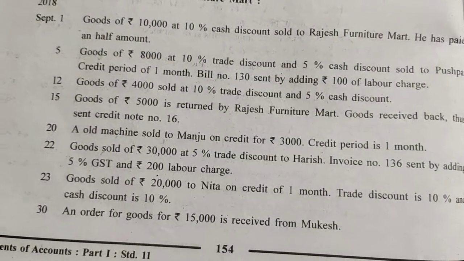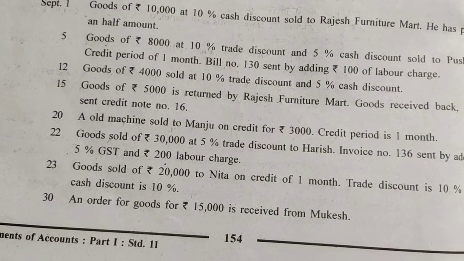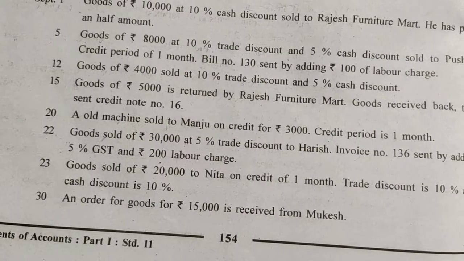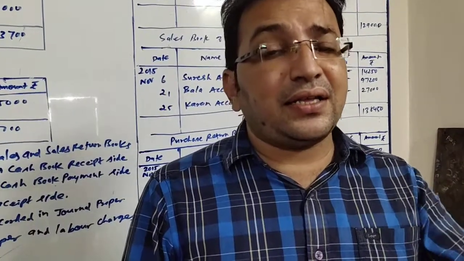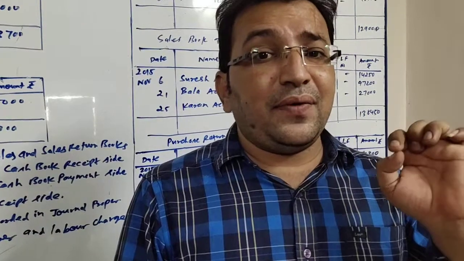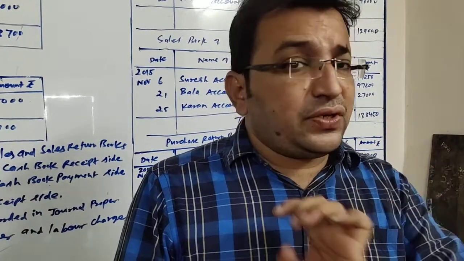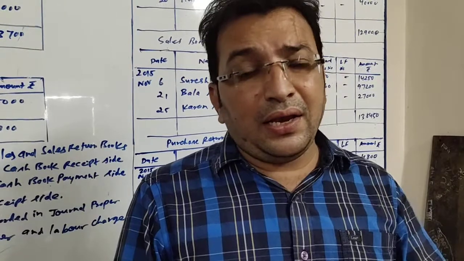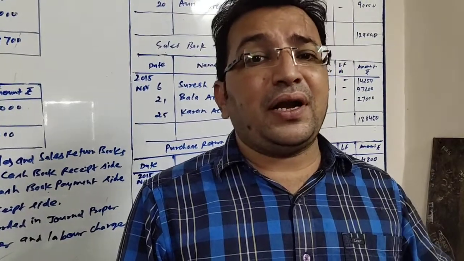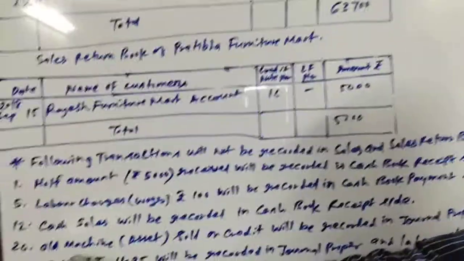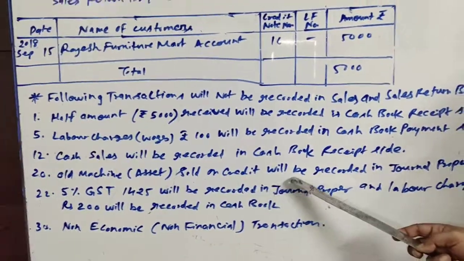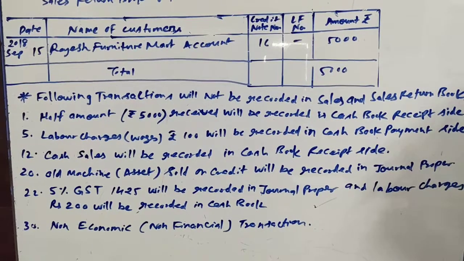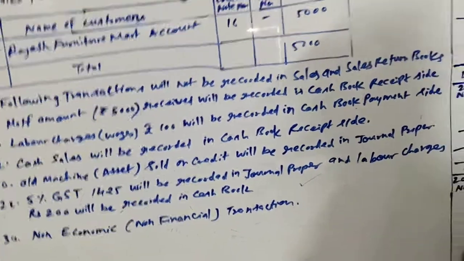Date 20, an old machine sold to Manju on credit for 3000. Credit period is 1 month. No doubt this is a credit transaction, but it is a credit transaction of sale of assets. Sale of an asset means it is not goods, so it will not come in the sales book. Again we will write a note because it will be recorded in journal proper. So here, the old machine, an asset sold on credit, will be recorded in journal proper. Okay, next transaction.